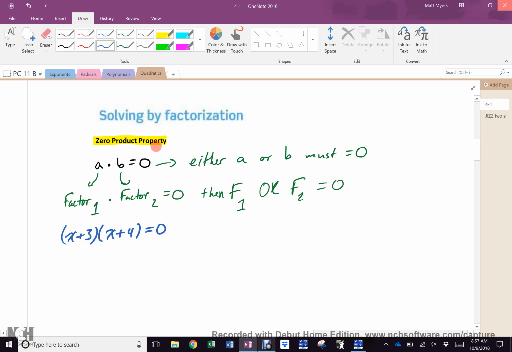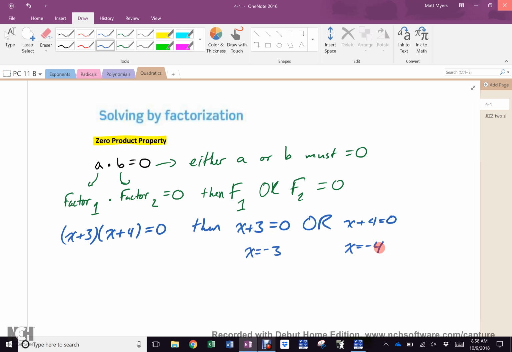What does this mean based on our logic? Then factor 1 or factor 2 must equal 0, correct? What is factor 1? x plus 3. That must equal 0. Or, what is factor 2? x plus 4 must equal 0. Can you solve this from your grade 5 algebra? Of course you can. What is x over here? x equals negative 3. What's this over here? x equals negative 4. Is everybody cool to there?